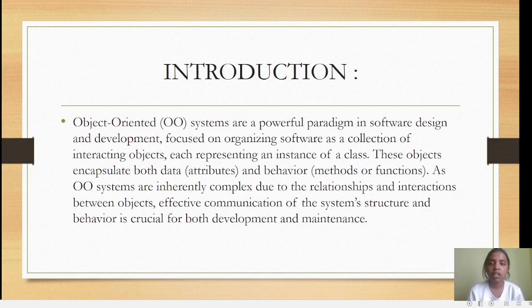Object-oriented systems are a powerful paradigm in software design and development focused on organizing software as a collection of interacting objects, each representing an instance of a class. Mainly we use two types of attributes of an object: one is data and the other is behavior. As object-oriented systems are inherently complex due to the relationships and interactions between the objects, effective communication of the system structure and behavior is crucial for both development as well as maintenance.